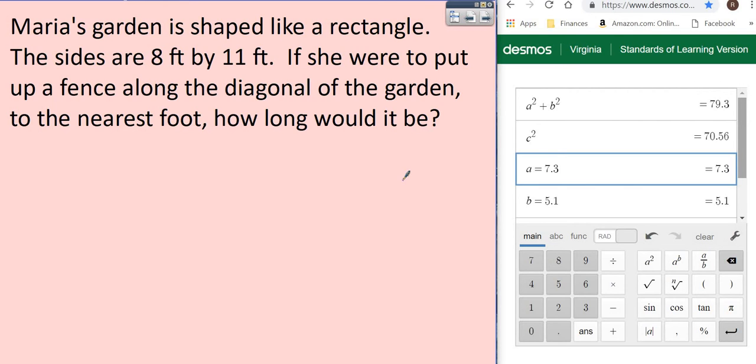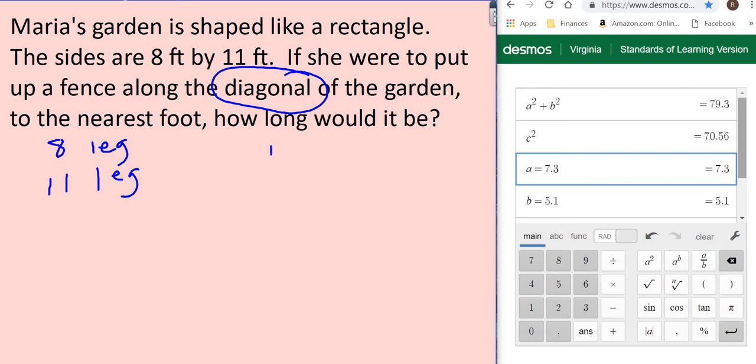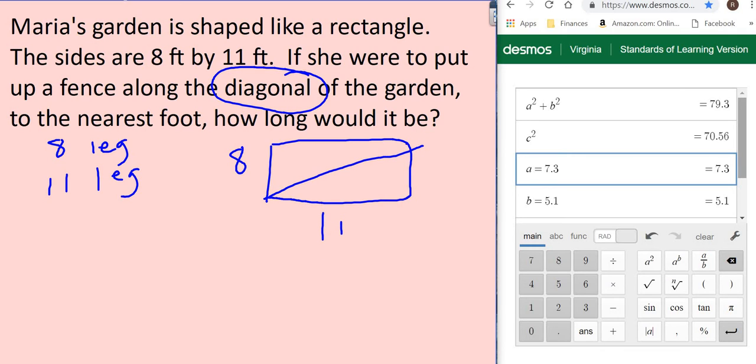Okay, Maria's garden is shaped like a rectangle. The sides are 8 and 11. If she were to put up a fence along the diagonal, I hope y'all remember what I said about diagonal, what would it be? To the nearest foot, what would it be? That diagonal is your hypotenuse, so you know that 8 and 11 are both legs. I'm going to go ahead and draw it for you because that's probably the responsible thing to do, but I've explained to you that diagonals are always your hypotenuse.